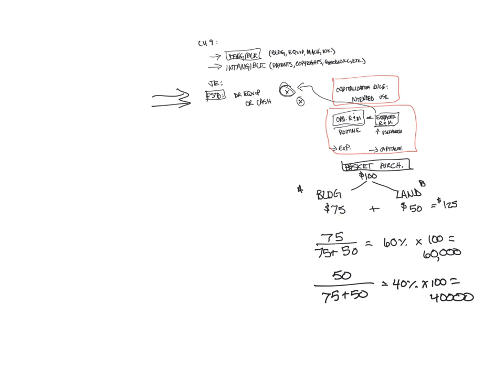Our journal entry in a scenario like this would have us debit building, debit land, and credit cash. The cash has to be 100,000. That's how much was paid, and then we associated 60,000 with the building and 40,000 with the land.